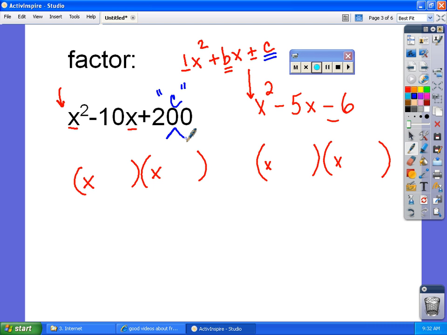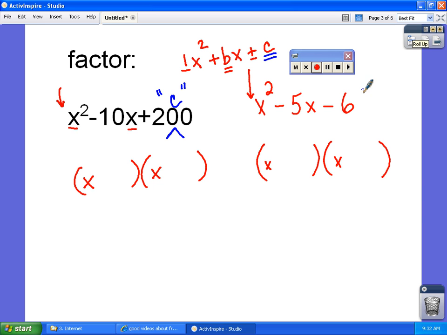Let me do an easier one first. This one on the right is a little easier. So I'm going to go negative 6. What are the factors of negative 6? Well, let's think about these. Factors of negative 6. You got negative 3 and 2. You also could do 2 and negative 3. Negative 6 times 1. And 6 times negative 1. And I believe those are all the factors of negative 6. So we found the factors of this one.